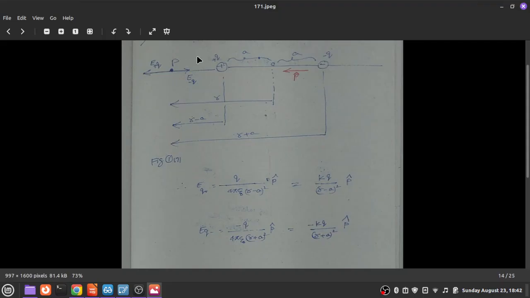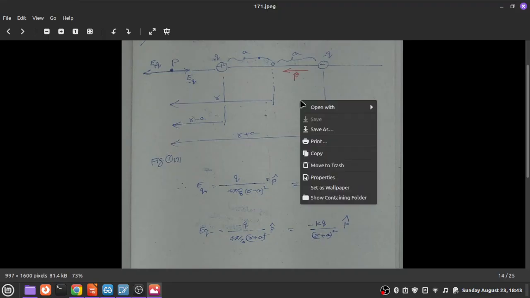P hat, because E plus Q is along P. Here this formula is written as K into Q by (r minus a) whole square, where K is equal to 1 by 4 pi epsilon naught. Similarly, E minus Q is minus Q by 4 pi epsilon naught (r plus a) whole square, P hat. Why is it minus? Because E minus Q is opposite to the unit vector P hat.